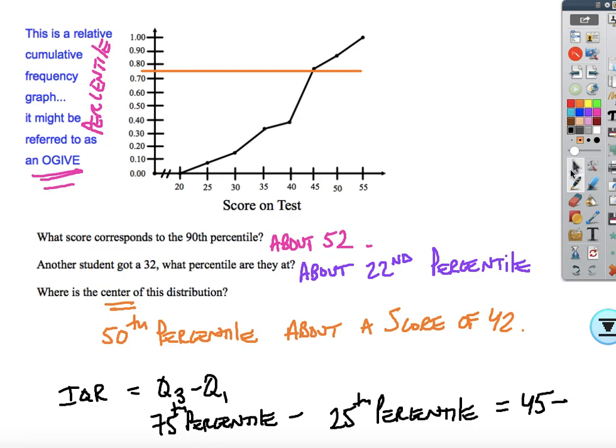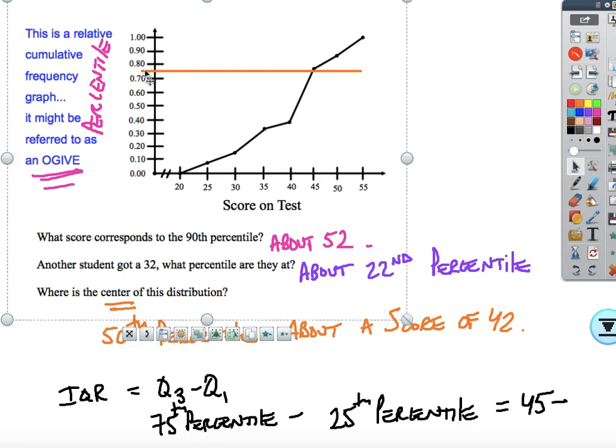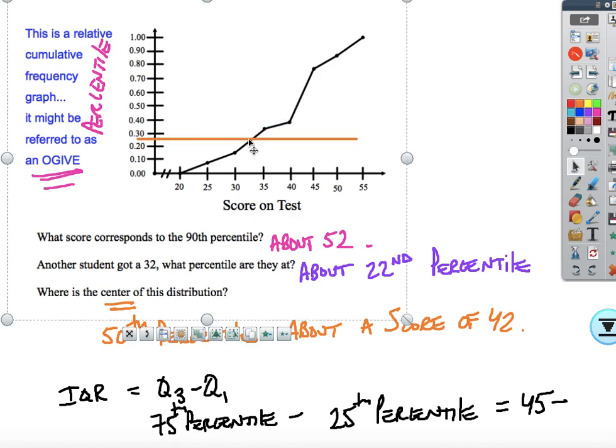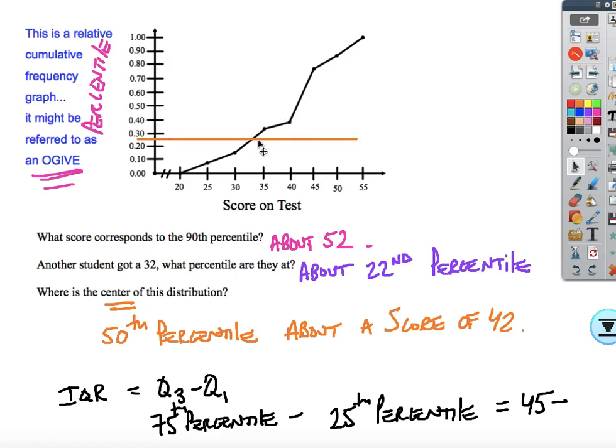And then we're going to take and move that horizontal line to the 25th percentile, which is Q1. So right about there. It hits the graph here. Right about here, which looks to me like, oh, I don't know, let's say 33. So if we do 45 minus 33, it looks like our IQR would be 12. Okay, so that's how you read an ogive.